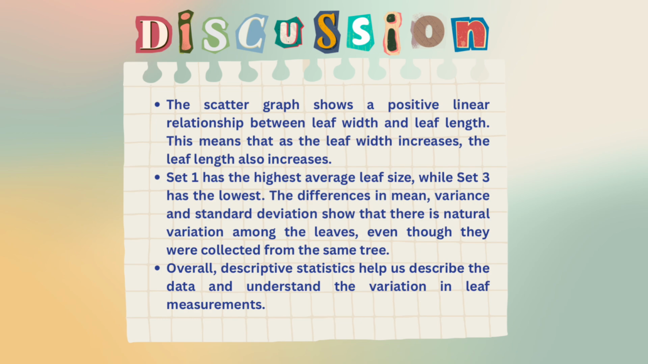The variance and standard deviation show how much the measurements differ from the average. A small variance and standard deviation mean the leaf measurements are close to the mean. A larger variance and standard deviation indicate greater variation among the leaves. Overall, the results show that descriptive statistics are useful for describing biological data and understanding natural variation.